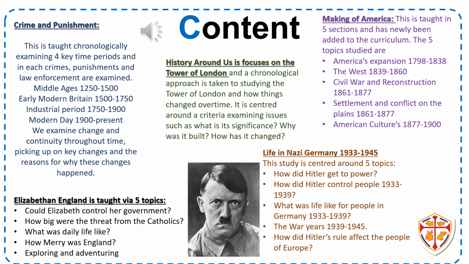This is paired and sat as an exam with the Elizabethan England, and this is taught via 5 topics and is personally my favourite of all the topics we teach. It looks at, could Elizabeth control government? How big was the threat from the Catholics? What was daily life like in Elizabethan England? How merry was England? So we look at things like witchcraft in Elizabethan England, we look at the theatres, we look at the beliefs of the Puritans, and then we look at exploring and adventuring. Where did England go? What did England do? So a really key pivotal time in England, and we look at the impact that Elizabethan England, both positive and negative, had on England.